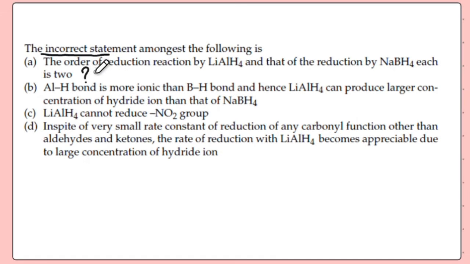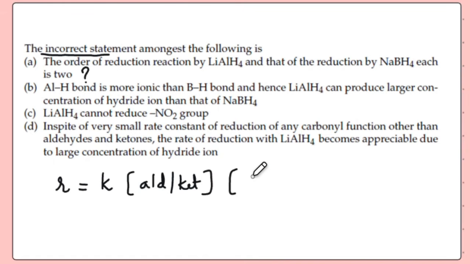Because whenever an aldehyde or a ketone reacts with lithium aluminum hydride, the rate law can be expressed as R is equal to K multiplied by the substrate, either an aldehyde or ketone, and the lithium aluminum hydride. With respect to aldehyde or ketone, it will be first order, and same with respect to this reducing reagent. So what will be the overall reaction order? It will be 2.